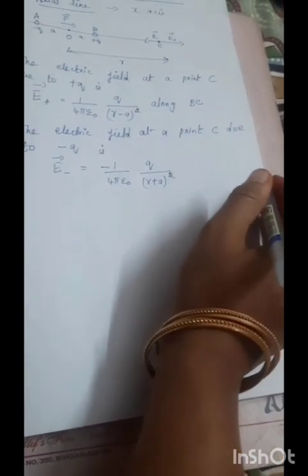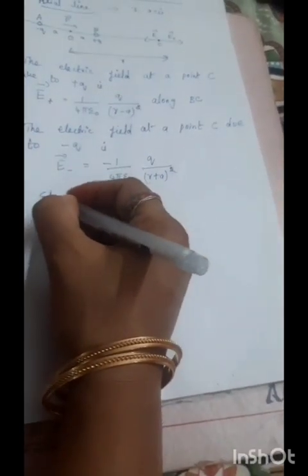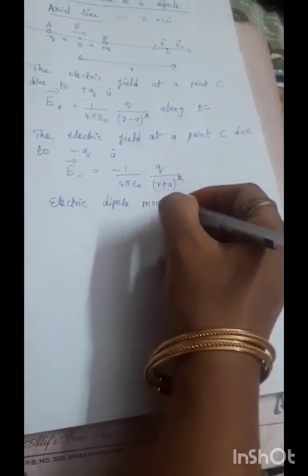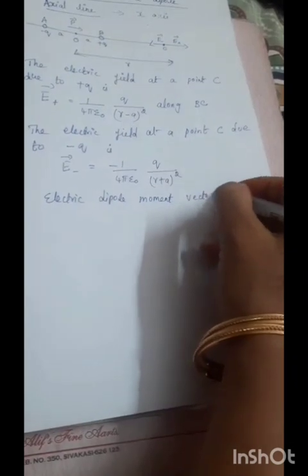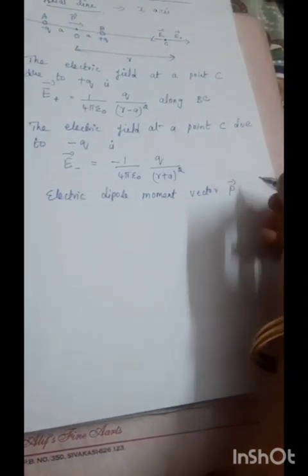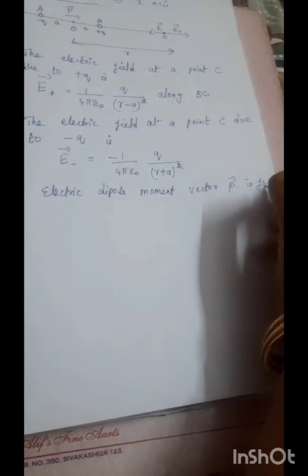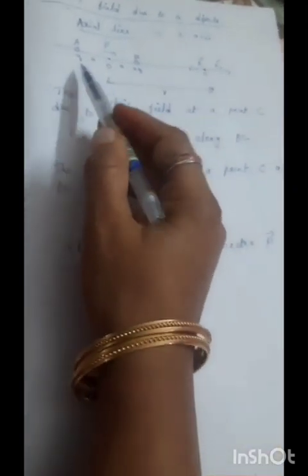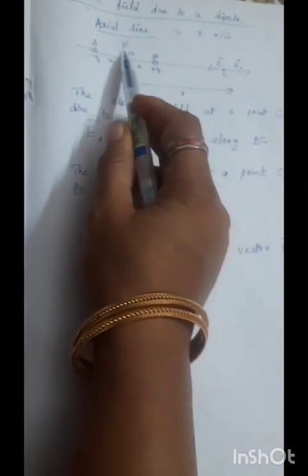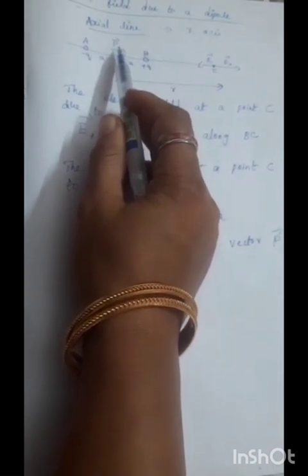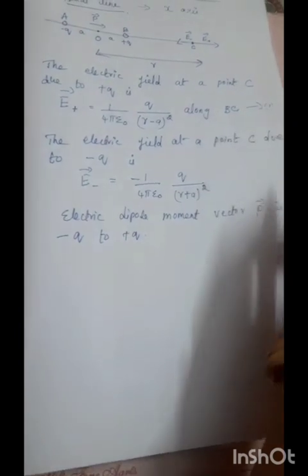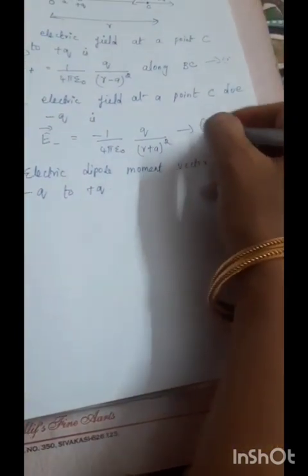Okay, and here we will consider an electric dipole moment vector. This electric dipole moment vector is P vector, which is directed from minus q to plus q. So from minus q to plus q is the electric dipole moment vector, that is the P vector. This one we have to include in both the equations. Now let us consider this as equation 1 and this one as equation 2.